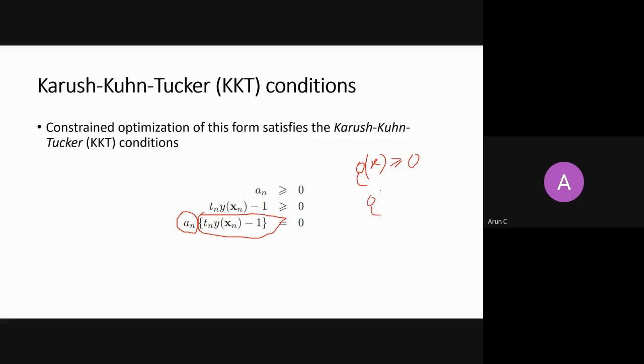It means your g(x) should be equal, you should have an equality rather than an inequality. So either your g(x) should be 0 or your Lagrangian multiplier an should be 0. So let's see one by one.